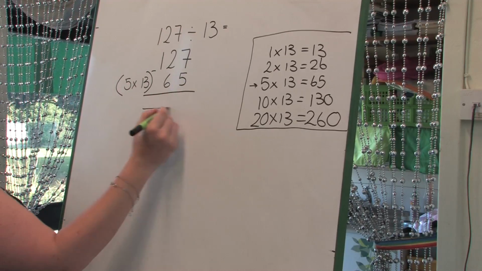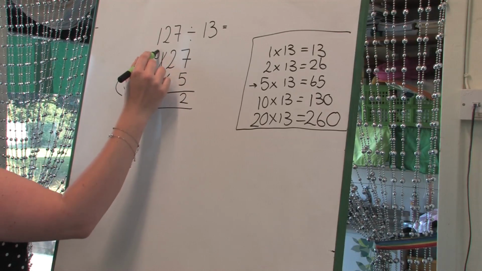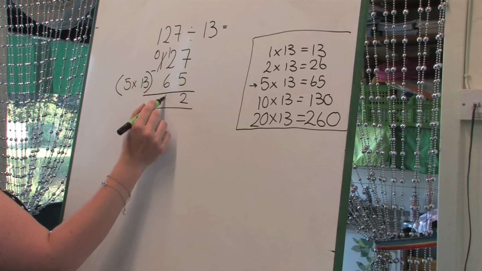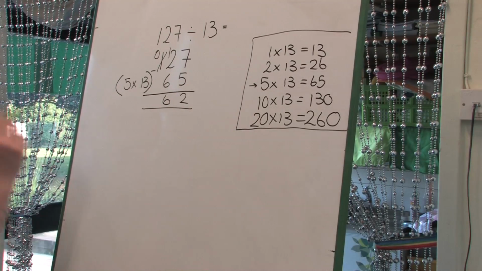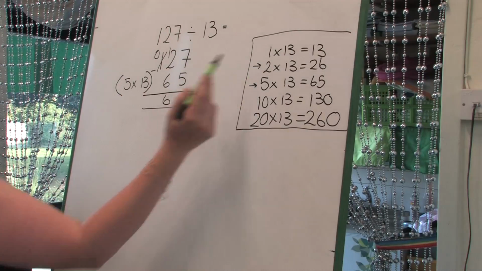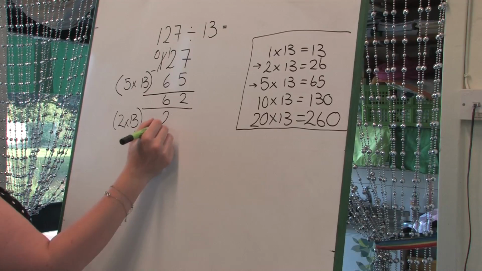So 7 take away 5 is 2. 2 take away 6 we can't do, so we need to borrow from the hundreds. 12 take away 6 is 6, it leaves us with 62. What chunk can we now take away that's going to help us? In this instance, I'm going to go for the 2. So 2 times 13, which is 26.